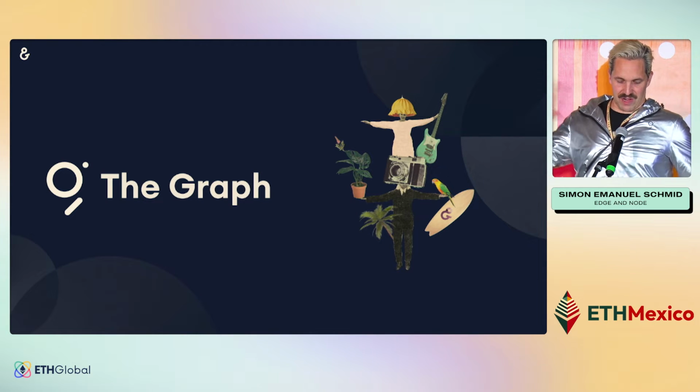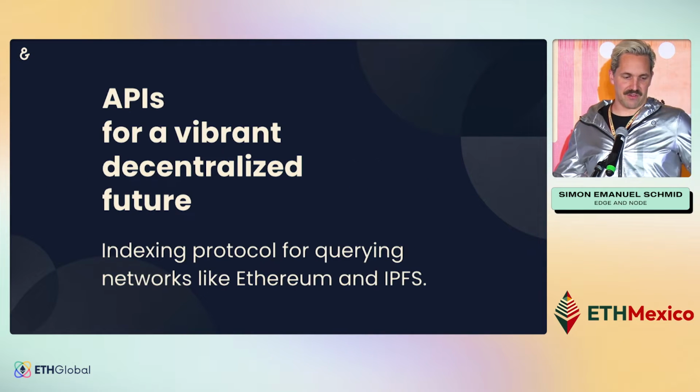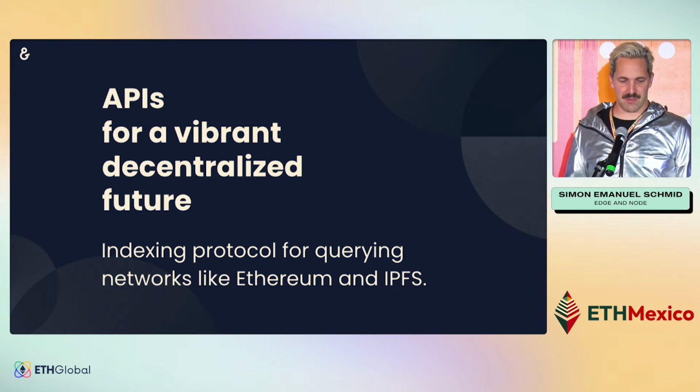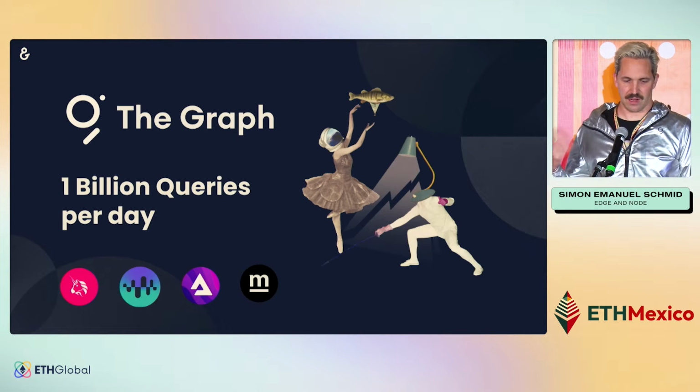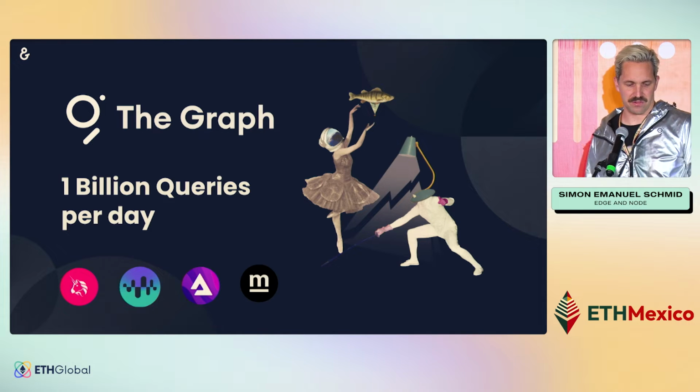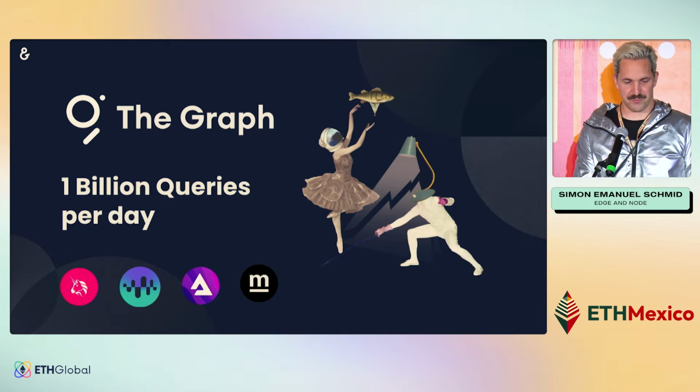So this is actually where The Graph comes in. It's these APIs for this vibrant decentralized future. On the hosted service, currently we have roughly 1 billion queries per day. Big names like Audius, Uniswap, mStable, Enzyme use The Graph. It's well used.